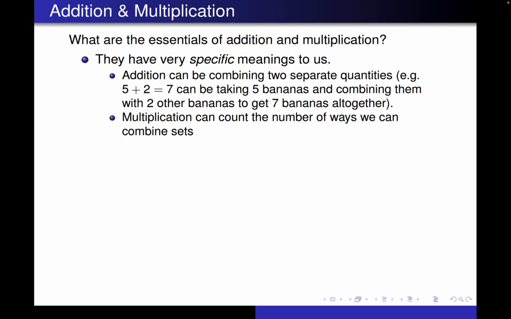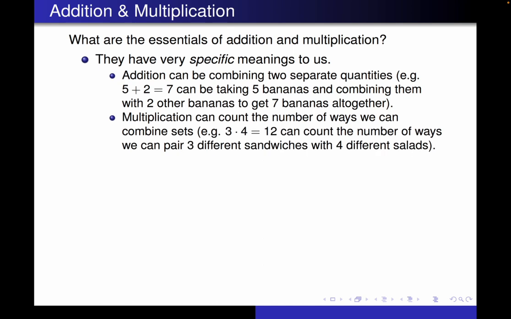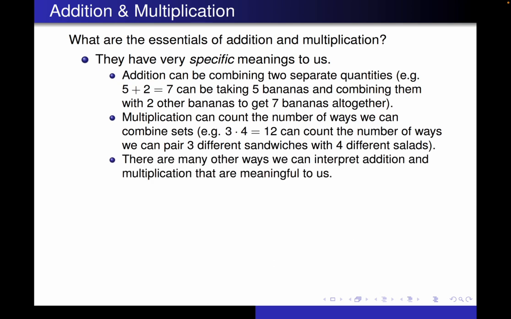For instance, multiplication can be counting the number of ways that we can combine sets. This isn't the only way you can do multiplication, but if you have 3 different sandwiches to choose from and 4 different salads, then 3 times 4 equals 12 tells you how many different ways you can combine a sandwich and a salad into a combination for lunch. And there are lots of other ways that we can interpret addition and multiplication that are very meaningful to us when we're solving specific problems.